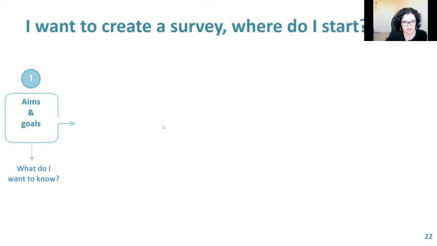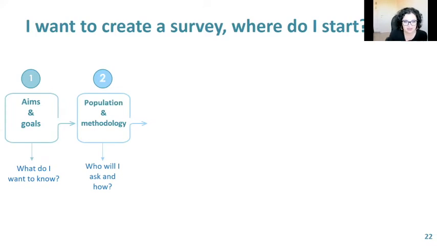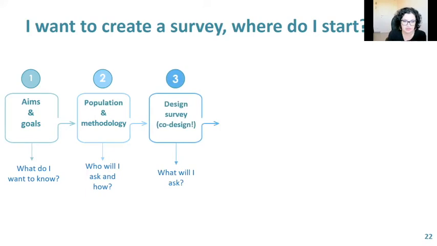And the next step is understanding the population and the methodology. So who will I ask and how? Understand who the respondents to your survey are, and how shall I ask them? Should I run a survey? Should I run an interview-based questionnaire, or should I do both? There are different ways in which you can run this kind of survey, and you can also start by understanding whether you need only a survey or also a mixed methodology, as we do, for example, with the education survey.